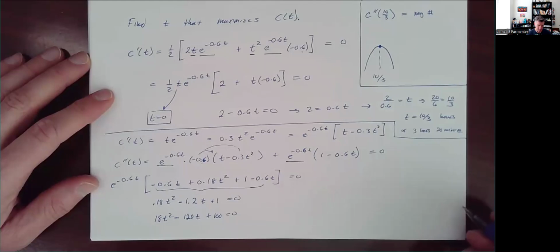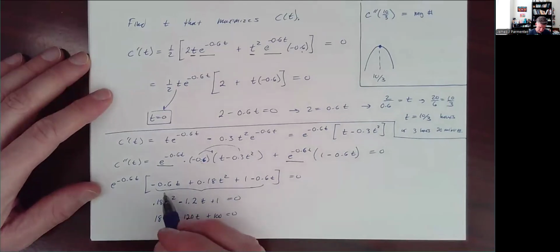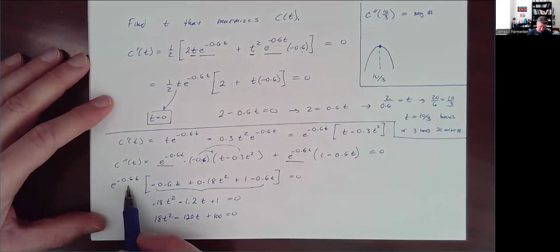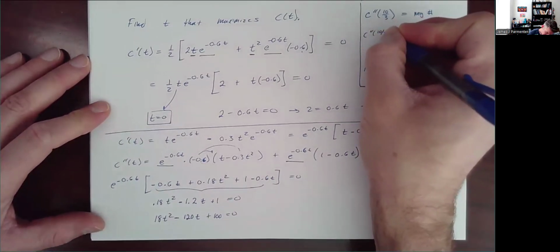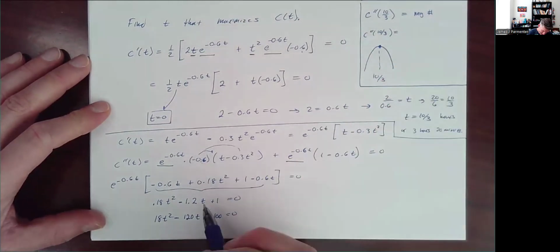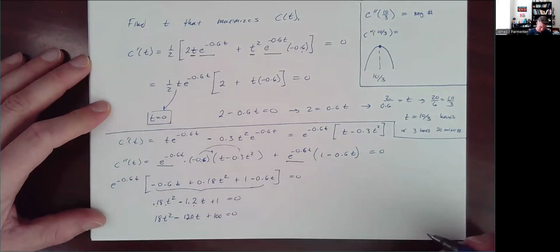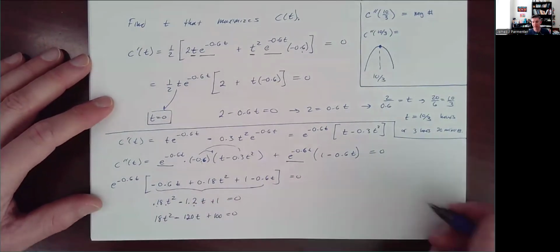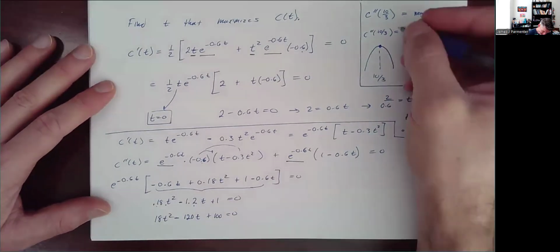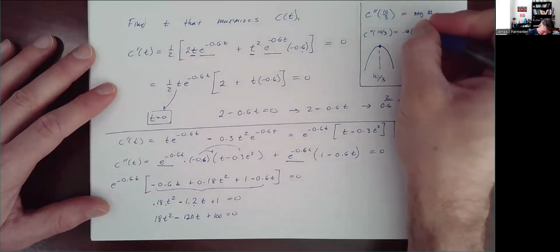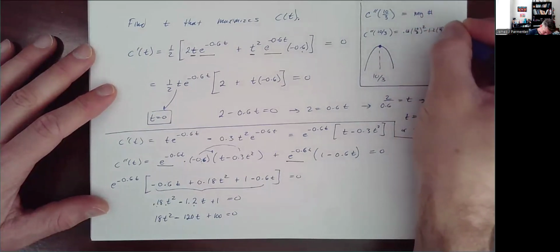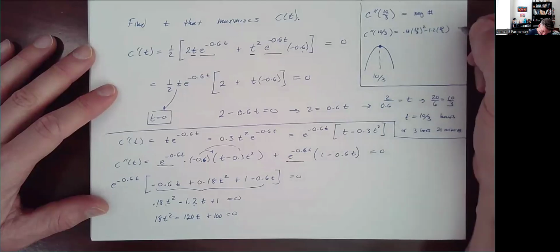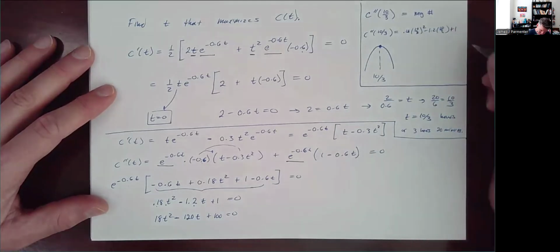But what I should do before any of this is point out that this is my second derivative. So if I plug in 10/3 to this part here, d double prime of 10/3 is equal to, let's see here, 0.18 times 10/3 squared minus 1.2 times 10/3 plus 1. Oh, these numbers are not pretty. Yeah, 0.18 times 10/3 squared minus 1.2 times 10/3 plus 1, times e to the whatever.